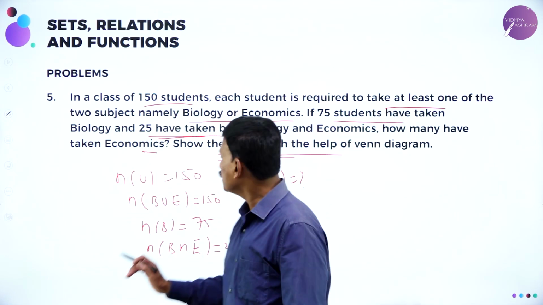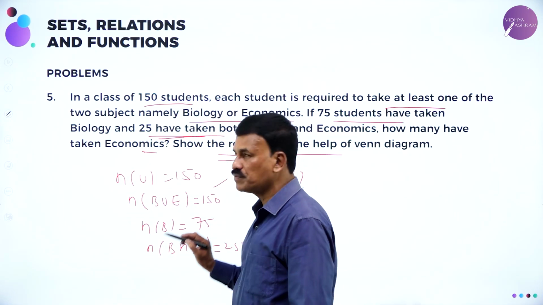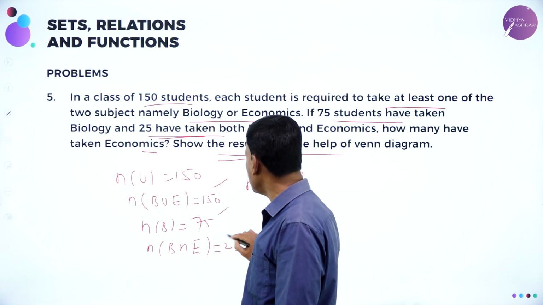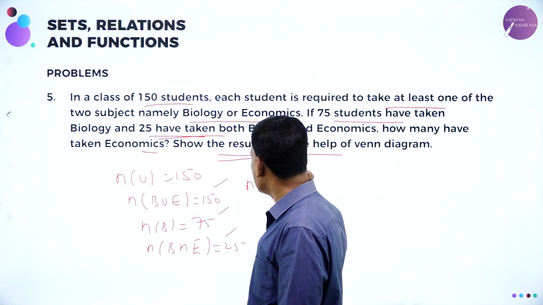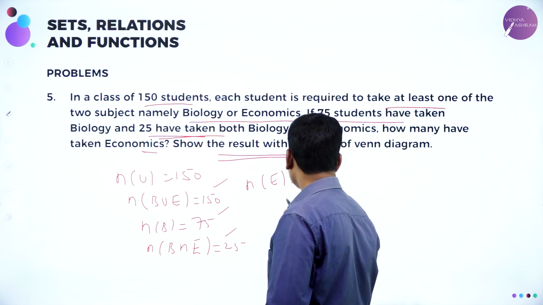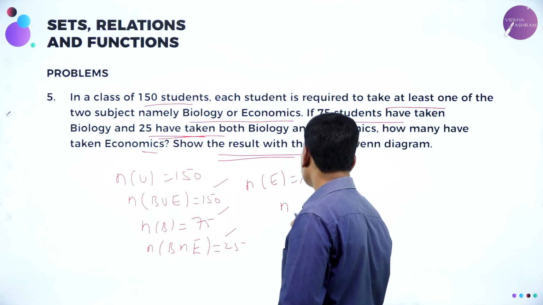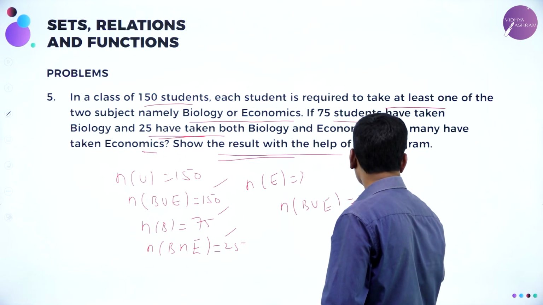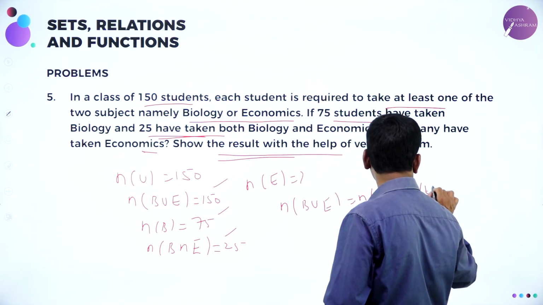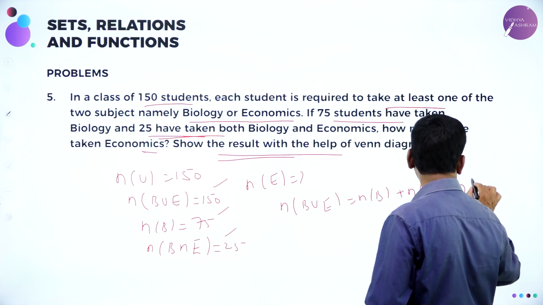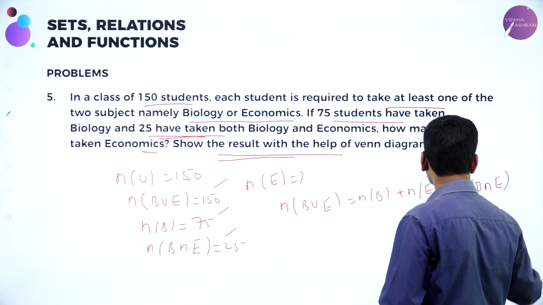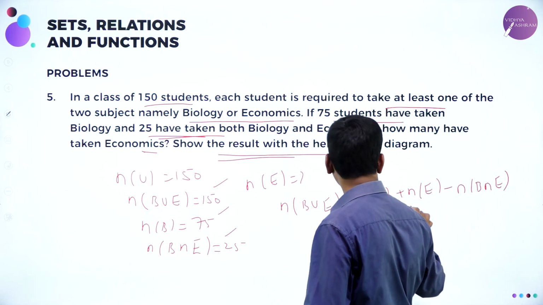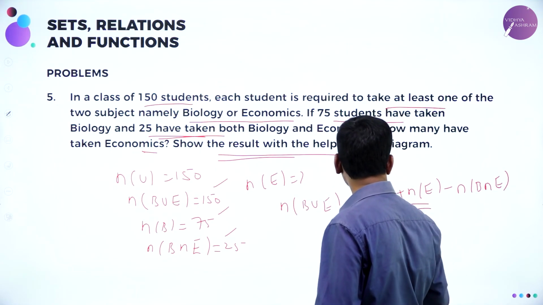So n of B union E is 150, n of B is 75, and n of B intersection E is 25. What is required is n of E. You know the formula: n of B union E is equal to n of B plus n of E minus n of B intersection E. n of E is to be determined.